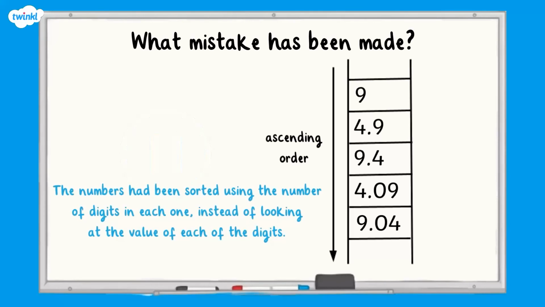The numbers had been sorted using the number of digits in each one instead of looking at the value of each of the digits. The correct order is this.